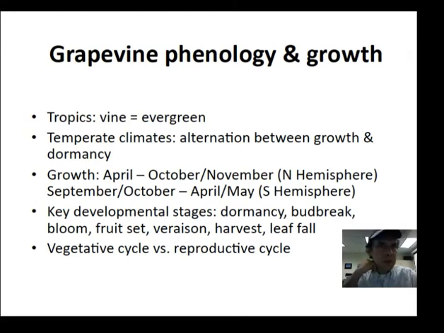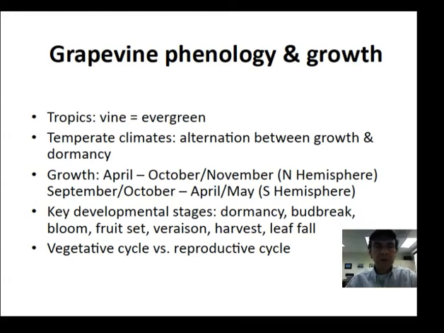The key stages of grapevine growth are dormancy, where there is no growth and just minimal activity. Then we have bud break around April 1st in California, and then bloom a few weeks later, and shortly after bloom, fruit set. That would be around 5 days after bloom. Then we have veraison, which is the onset of ripening, where berries change color, harvest, and ultimately leaf fall.